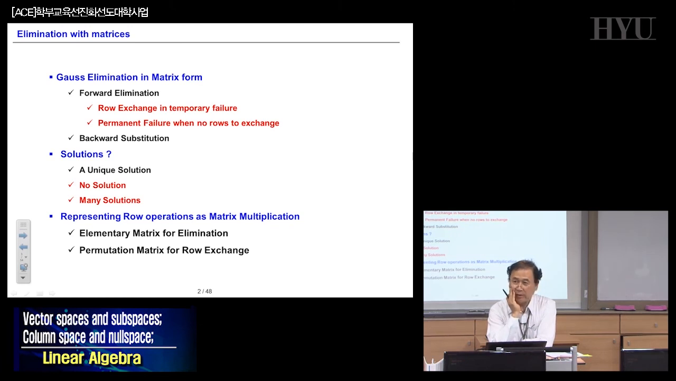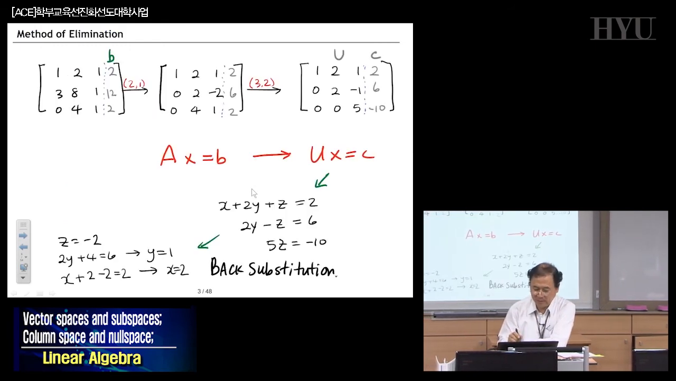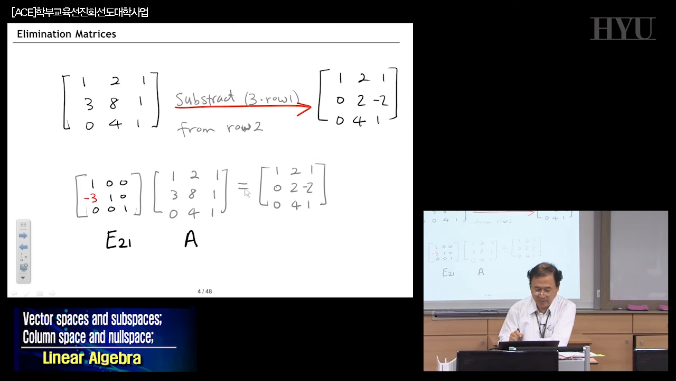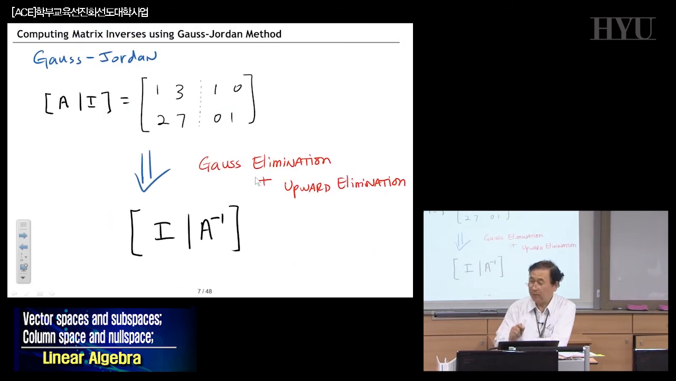Okay? So when you solve this, there are 3 cases. First case, you have one unique solution. Another case, you don't have any solution. The last one is you have infinitely many solutions. Also we discussed representing row operations using matrices, like elementary matrix and permutation matrix. So just remember some of these cases. Anybody have any questions on the lecture we had 2 weeks ago?